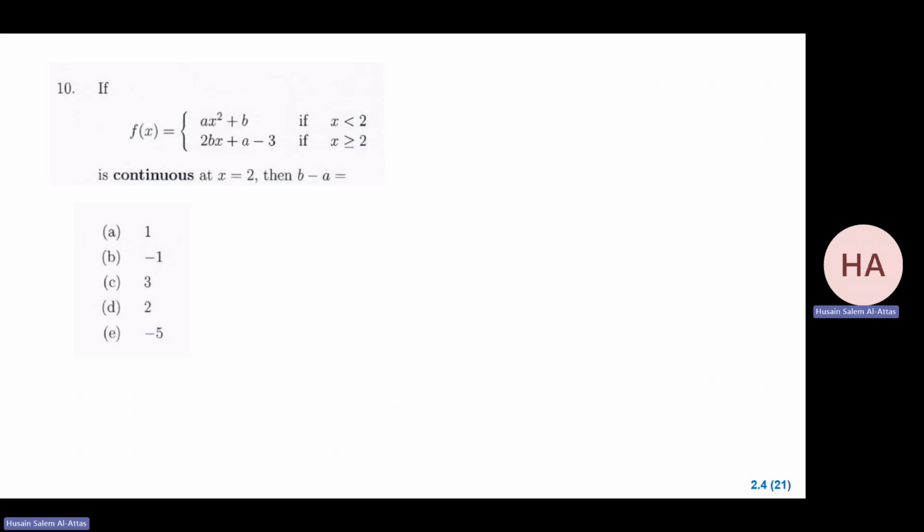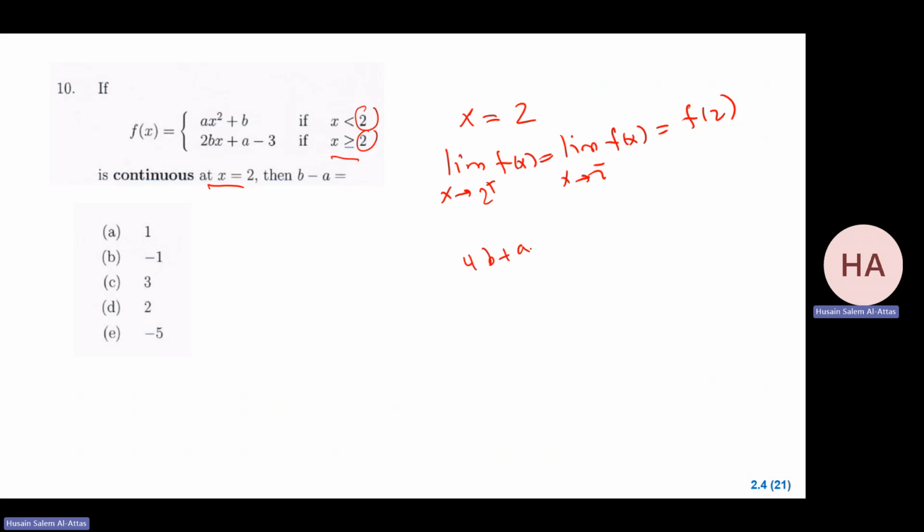Continuous, x equal 2. You want b minus a. I have only one equation. X equal 2, I have the limit. Limit x to 2 from right equals limit x to 2 from left equals f at 2. From right, I am here. That will be 4b plus a minus 3. And from left, I am here. That will be 4a plus b. F of 2 is just redundant.